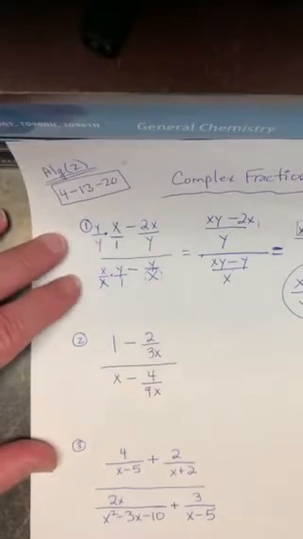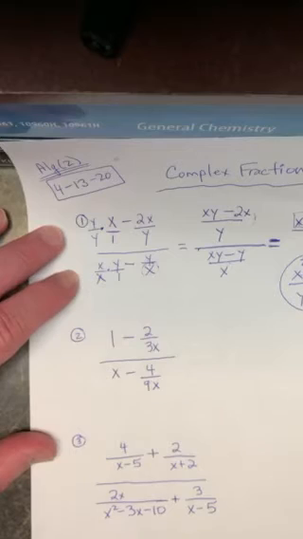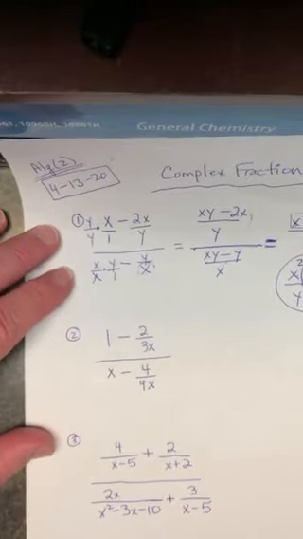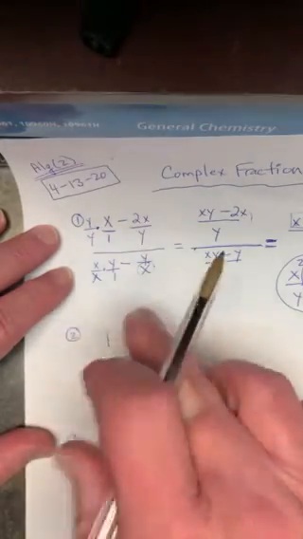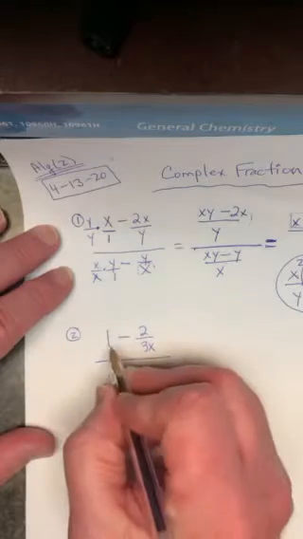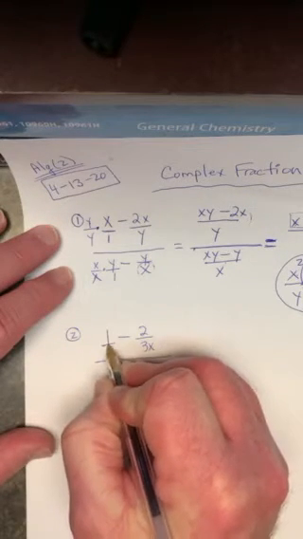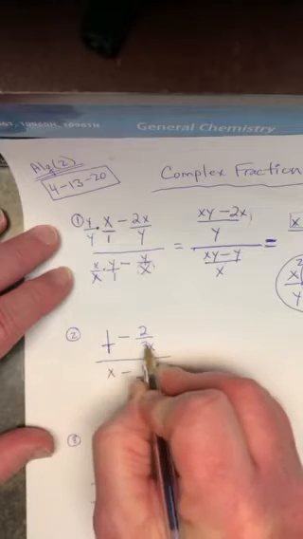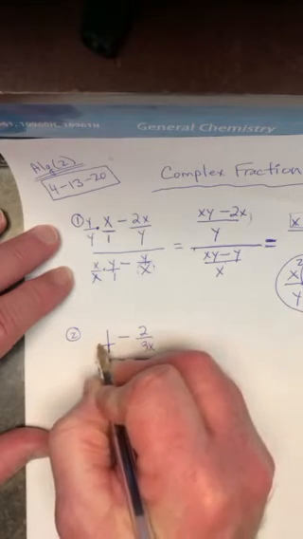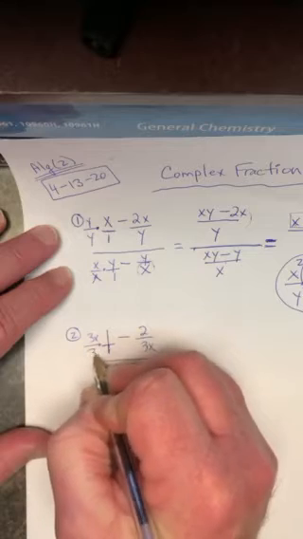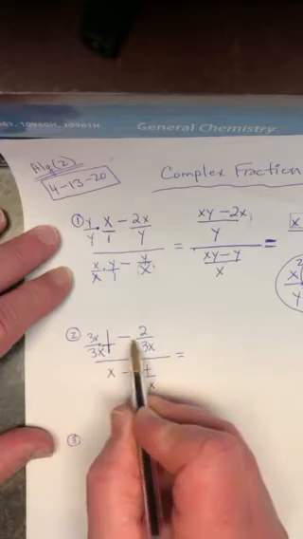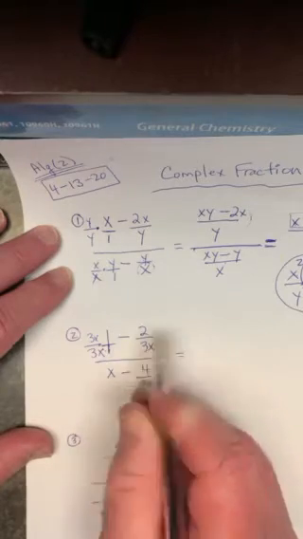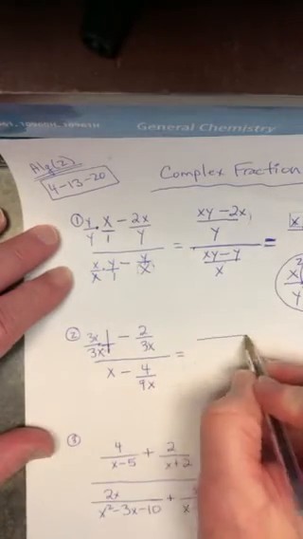Number 2 says 1 minus 2 over 3x all over x minus 4 over 9x. Let's do the same thing. I have a large fraction bar here. Let's just look up top and treat that as if it was its own little problem. Watch how easy. This one is understood to be over 1. I want to get a common denominator, so I'm going to multiply this guy by 3x over 3x. Does everybody agree that this denominator 3x now matches that denominator of 3x? So I can combine them into one fraction.